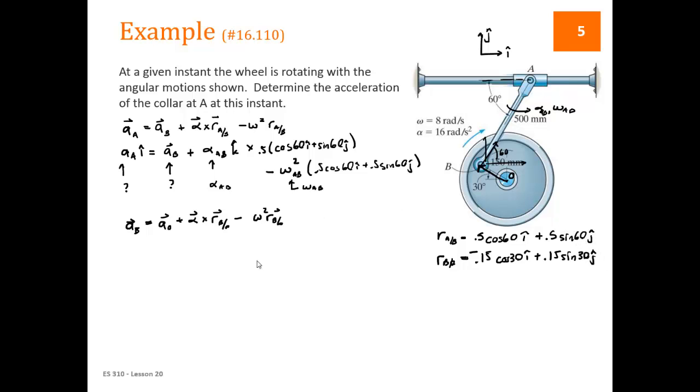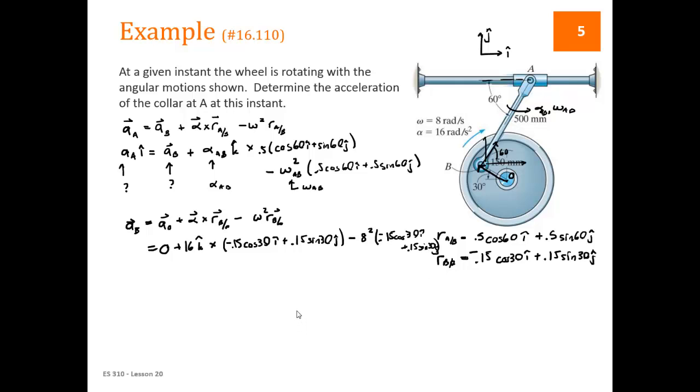So we can write this out. The acceleration of that center point, which isn't moving, is 0. The alpha for this wheel is given, so that's plus 16 k hat, crossed with negative 0.15 cosine of 30 i hat plus 0.15 sine of 30 j hat, that's the R, minus omega squared, which is 8 squared, times the R again, negative 0.15 cosine of 30 i hat plus 0.15 sine of 30 j hat.